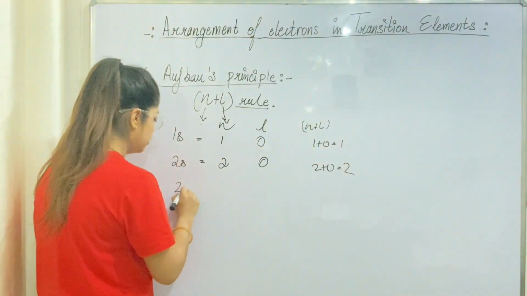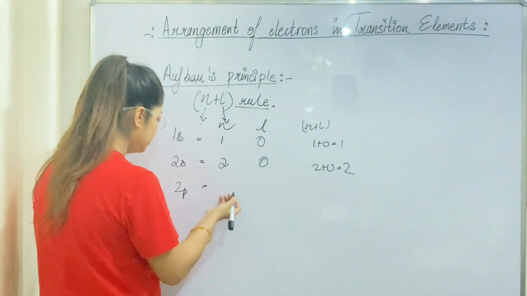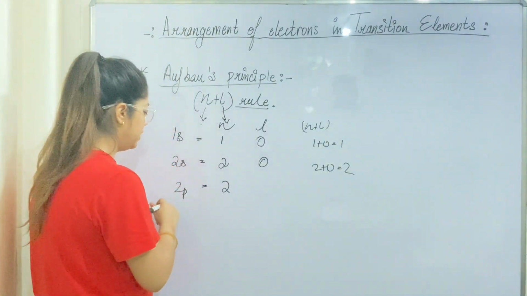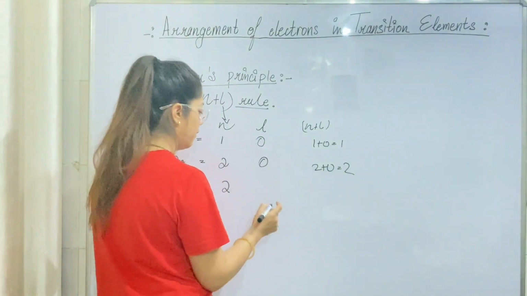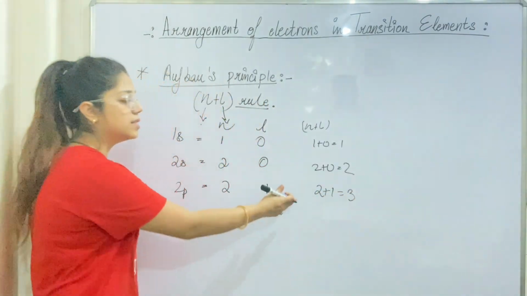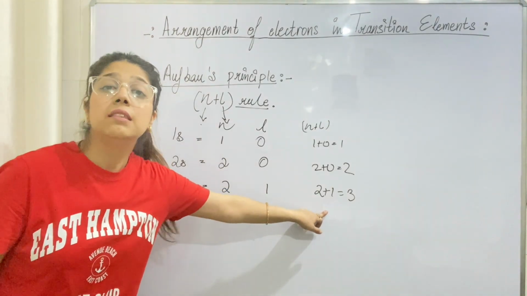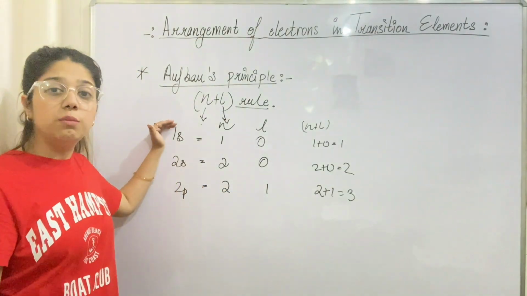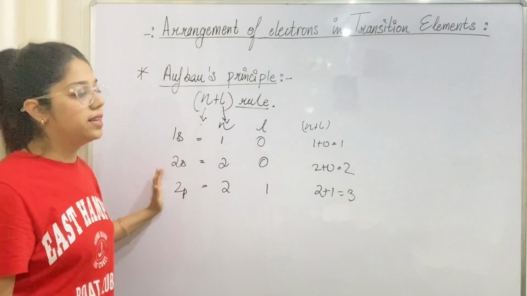Now we will do the 2p orbital. For 2p, the value of N is 2 and the value of L is 1, so 2 plus 1 is equal to 3. Here you can see the value is 3. That means first our electrons will be filled in the 1s orbital, then 2s, and then 2p.